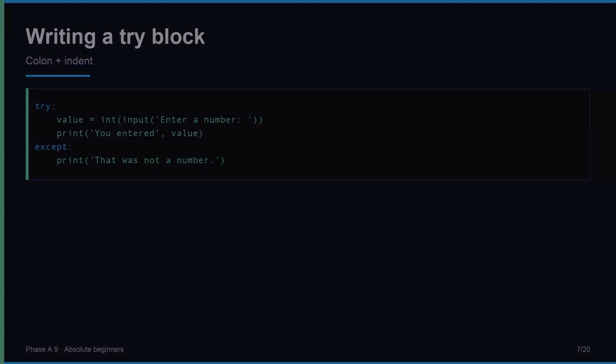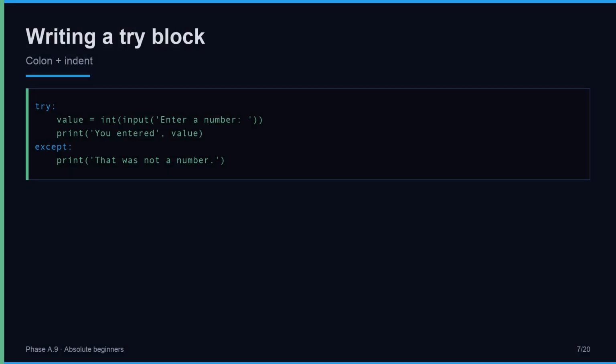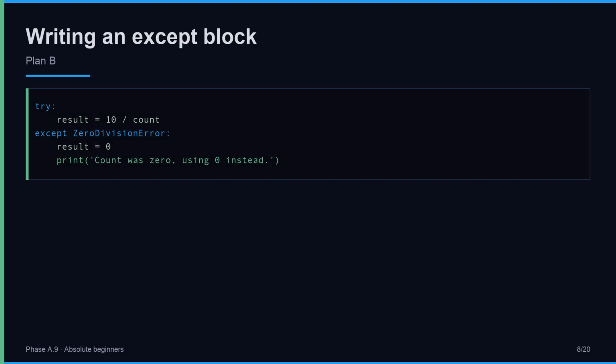Mark the risk. Here is the shape. The word try, a colon, then an indented body with two lines. We try to read user input, convert it to int, and print it. If the user types hello, int raises ValueError, and the print inside try never runs. Python jumps straight to the except block and runs print of that was not a number. The program keeps going. No traceback. No crash. Just our message. Colon and indent.